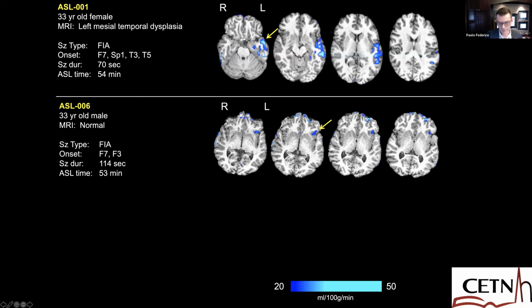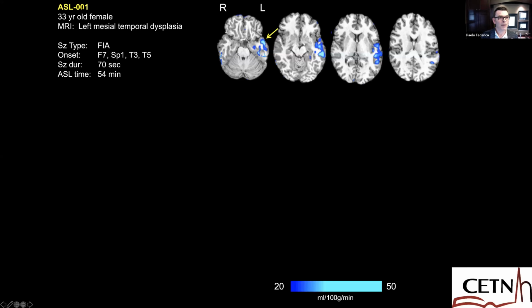So I'll show you two examples. This is actually our very first patient we ever studied. This patient had a left mesotemporal dysplasia, focal impaired awareness seizure arising from the left anterior to mid-temporal region. The seizure lasted only 70 seconds, and we measured blood flow 54 minutes after the seizure ended. And what you can see here is profound hypoperfusion 54 minutes after the seizure ended. And if you remember that normal CBF blood flow in the gray matter is 70 milliliters per 100 grams per minute, or CBF units, you can see here that this is actually 50 CBF units down. So it's quite profound, even 54 minutes after the seizure ended.